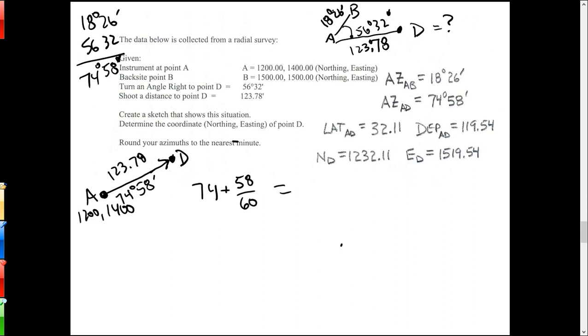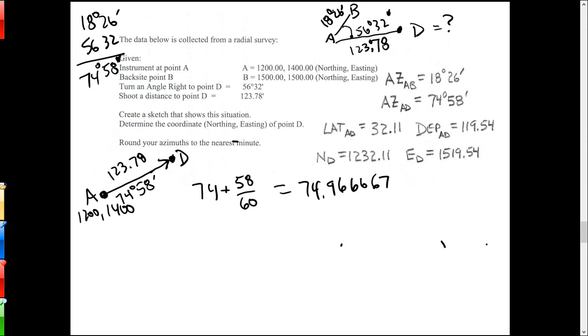Now, most calculators don't like doing DMS, degrees, minutes, and seconds. So make it decimal and carry it out. There's no harm in carrying it out too far when you're doing these calculations. Or just keep them in your calculator. That's probably the safest way to do it.